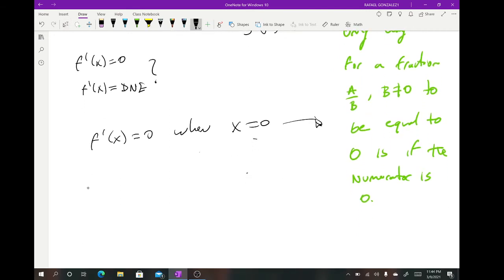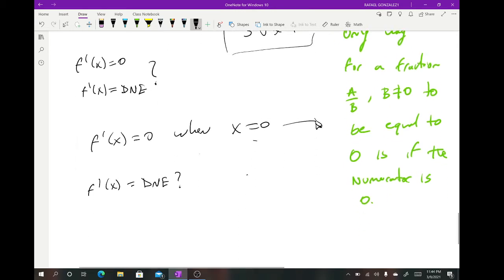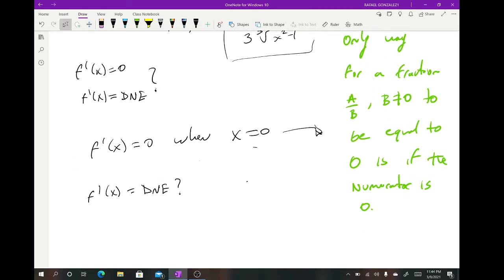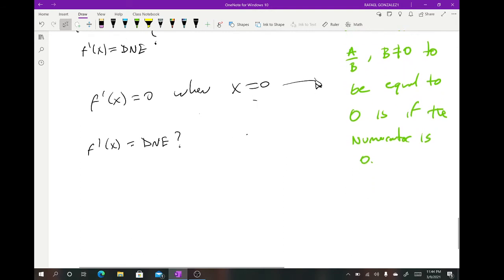Now, for what values of x does the derivative not exist? Well, those values of x will be the values that make this fraction undefined. Remember, if we have undefined, then the derivative doesn't exist, because that means that the limit doesn't exist, because we will have asymptotes. Remember that we define the derivative in terms of a limit.